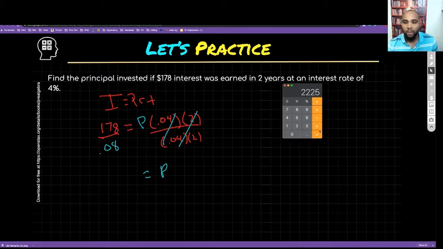0.08. So it looks like we originally started with 2225. Let's make sure we answer the question. Find the principal invested if you got $178 of interest over 2 years and at this rate. So we actually started with $2,225 if this was the case.